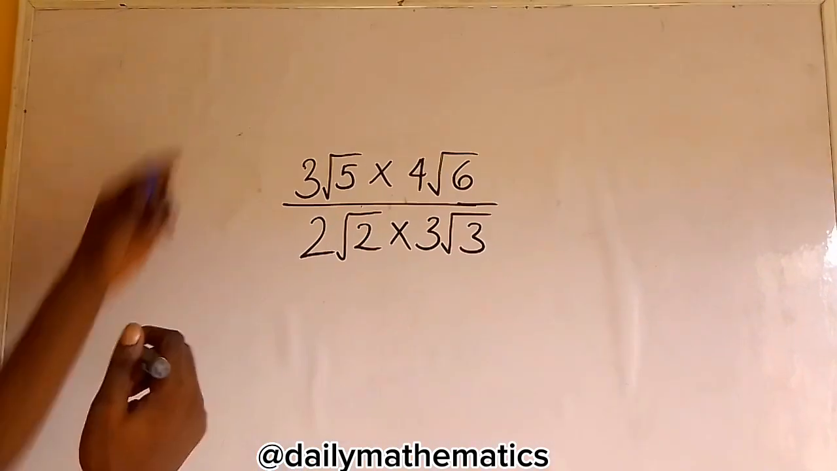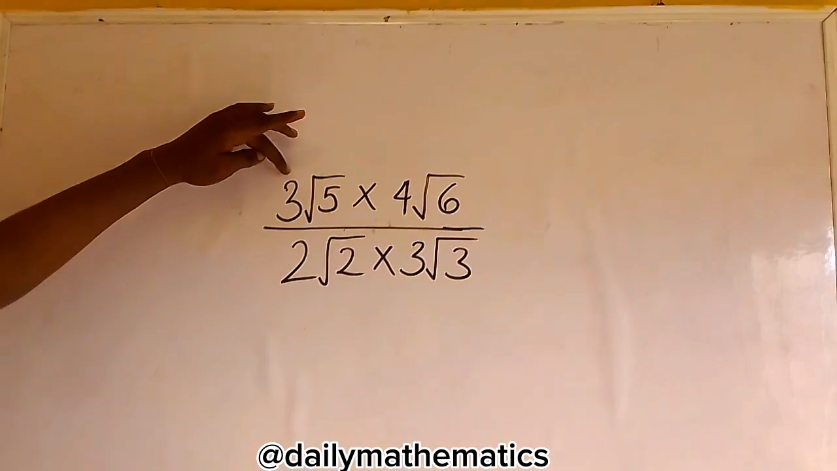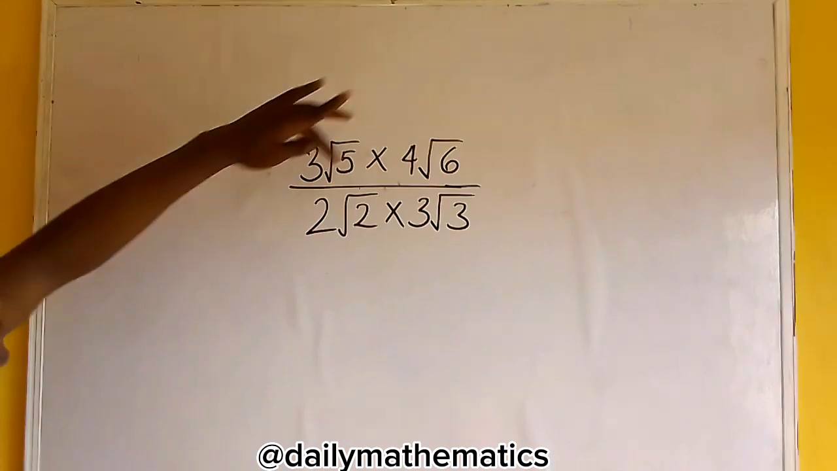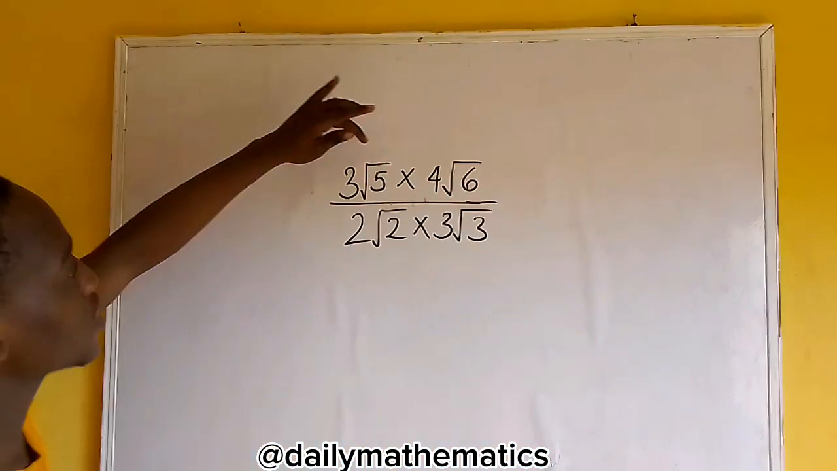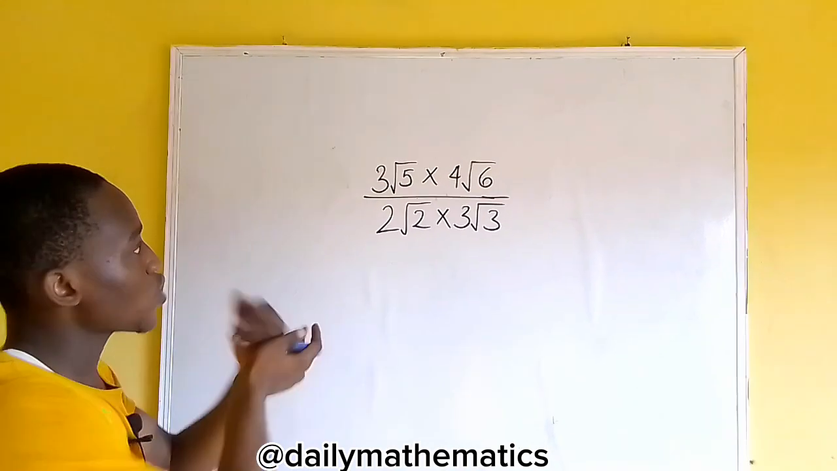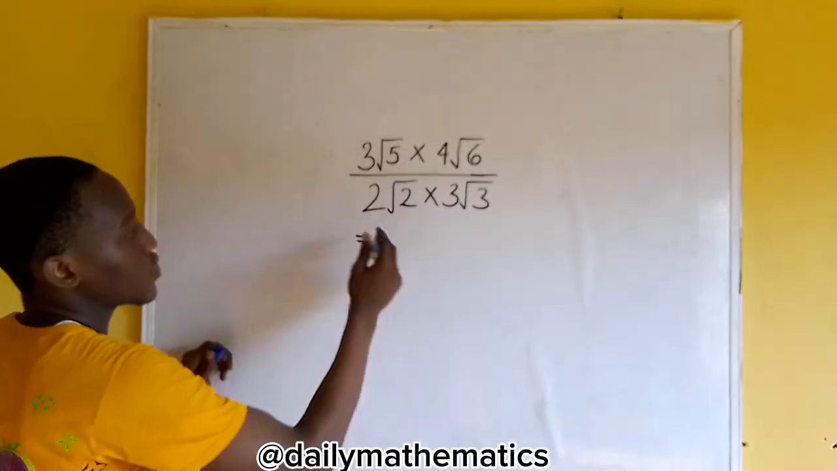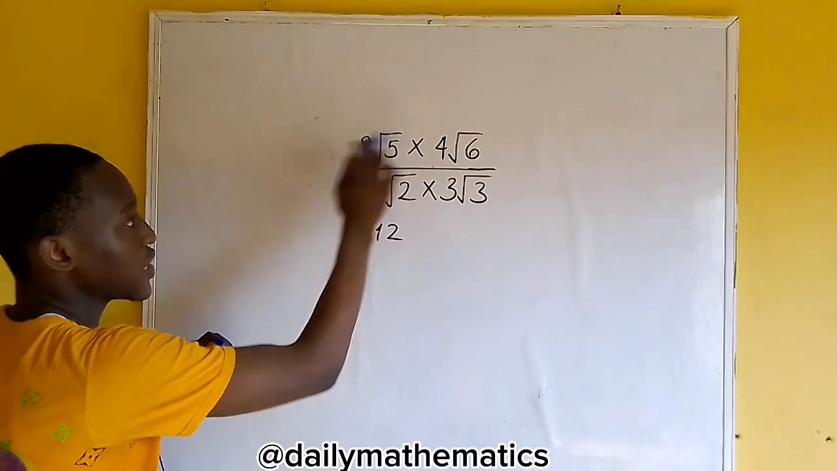So what we are going to do first is multiply the numbers together, this 3 and 4, this 2 and 3, before we now multiply the root 5, root 6, root 2, root 3, before we now divide. What do I mean by that? Let's go. 3 times 4 is 12. We've multiplied the numbers now.